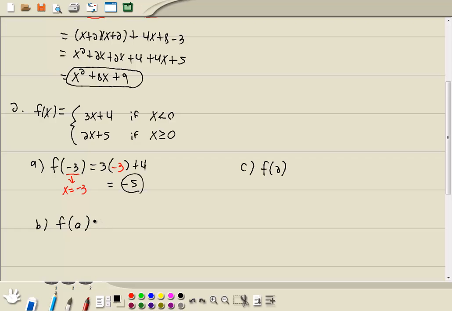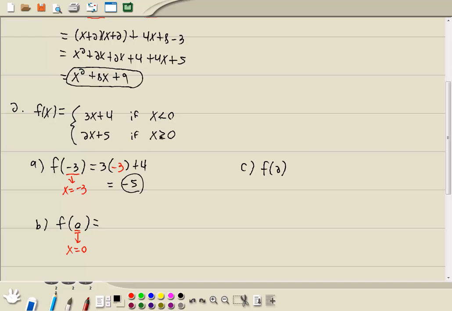F of 0. Again, whatever's inside the parentheses right here is your x, so they're telling you x is equal to 0. You're going to mentally plug that into the conditions over here. You'll put 0 here and 0 here.